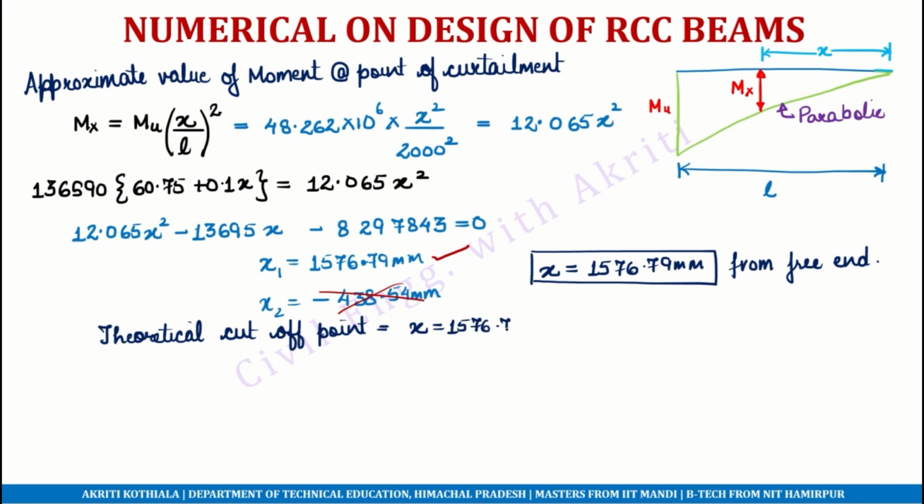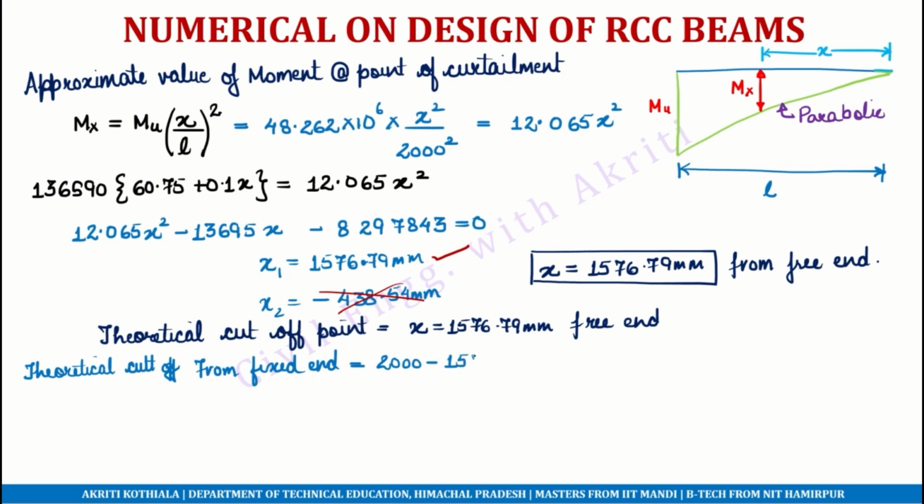However, from previous questions, we know that we have to provide a development length LD over here and find the actual cutoff point. To add this LD, we have to calculate the value from the fixed end. So from the fixed end, the theoretical cutoff point will be 2000, because that is the span, minus 1576.79, which gives us a value of 423.2 mm from the fixed end. This is the theoretical cutoff point from the fixed end.